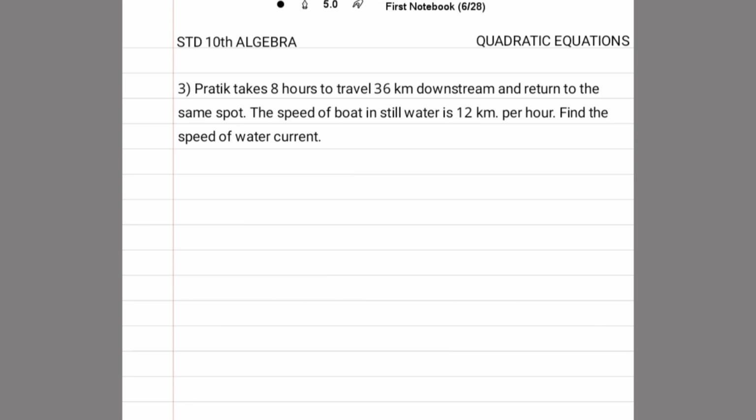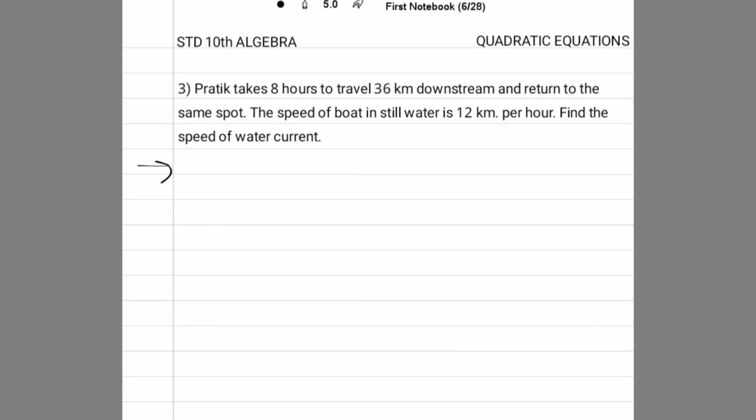We saw in the last two questions, the same problem is going to arrive here. So we won't solve it using the linear equations, and we will directly start solving it using the quadratic equations. For that, we need to assume only one variable, right? So first we will read the question, that is Pratik takes 8 hours to travel 36 km downstream and return to the same spot. The speed of boat in still water is 12 kilometers per hour. Find the speed of water current.